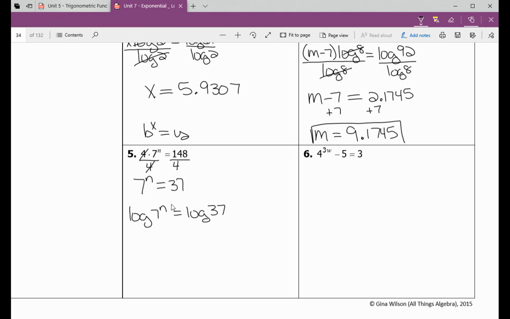When you're ready to log both sides, that means that exponent is going to drag out in front. You're going to use your power property to move it. And then we will divide both sides by log of 7 to get the value of n. When you do that, you should get 1.8556 for n.